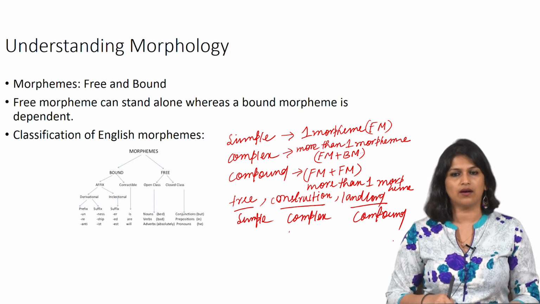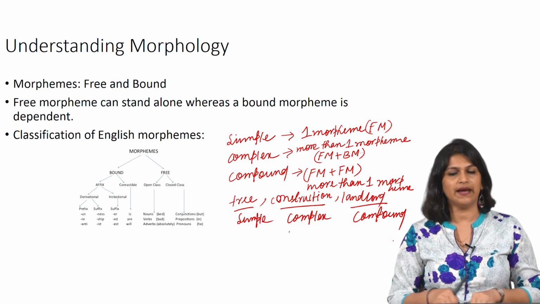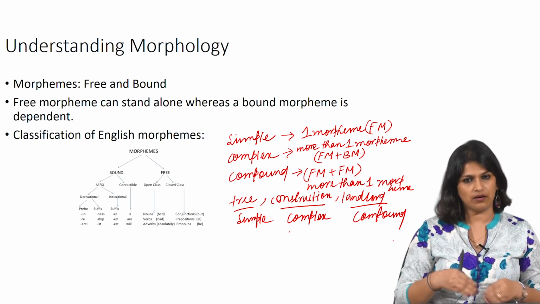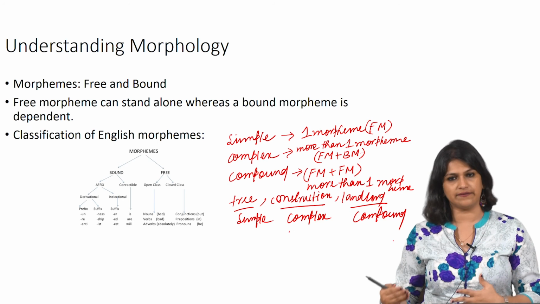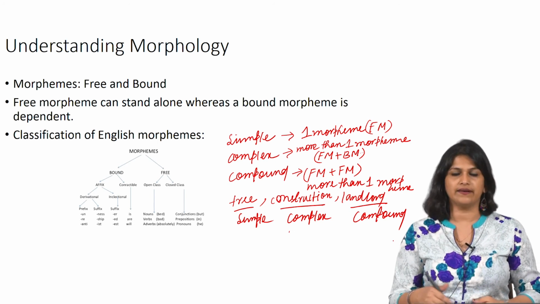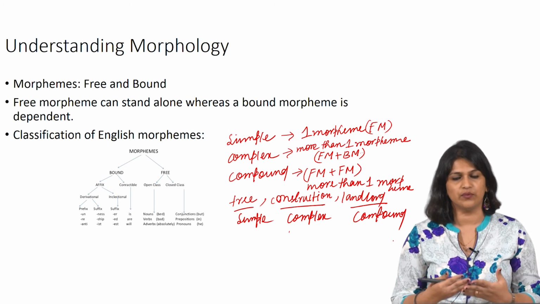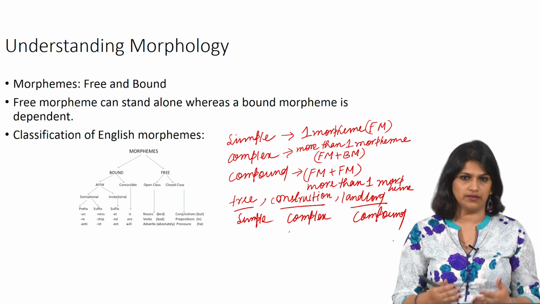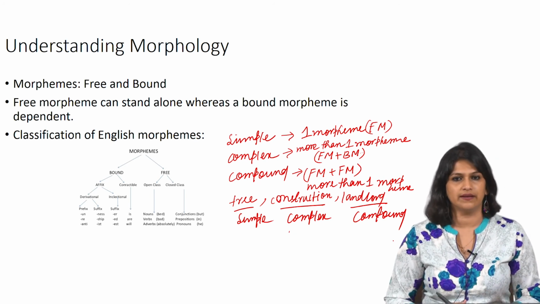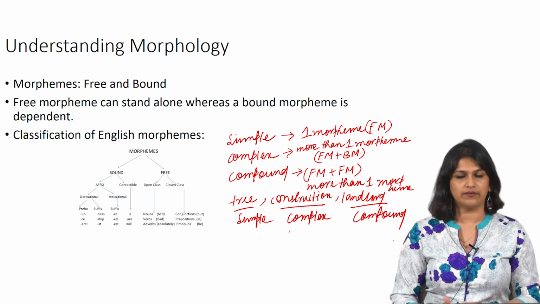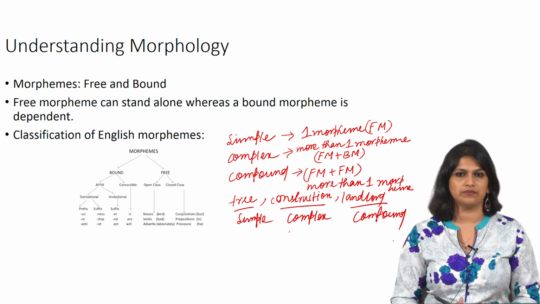So, simple, compound and complex, free and then the bound morpheme. Under the category of bound morphemes, there are different things, and under the category of free morphemes, there are also different things, which are shown in the picture or in the diagram given here. Okay. So, with this, I finished the discussion on morphology.